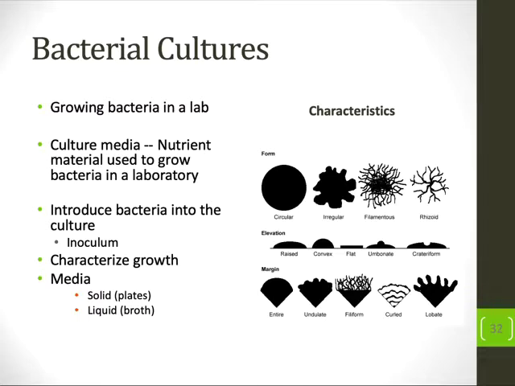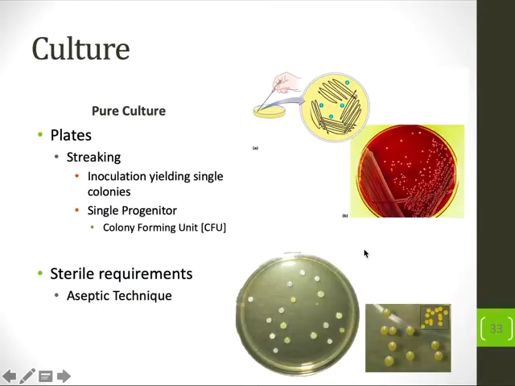If you're culturing a microorganism, you introduce a small amount of the microorganism onto the culture. And that amount that you introduce is called the inoculum. You could describe bacterial colonies differently. You could describe them as circular or irregular. You could describe them based on the edges. Is it entire? Is it undulate? Is it filiform? And all that. Or you could describe it based on the elevation. Is it raised? Is it convex? Is it flat? So those are some of the ways you can describe a colony.